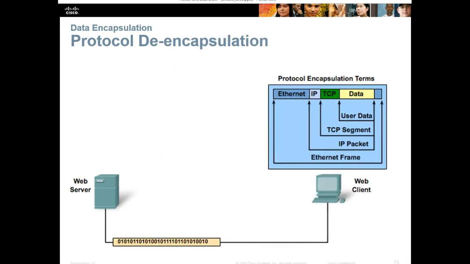And when you get to the other end, it all gets undone. First, the receiving computer tears off the Ethernet frame, throws it away, and looks at the IP packet and says, oh yeah, this is for me.